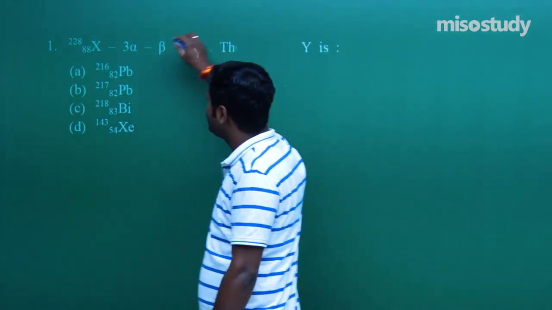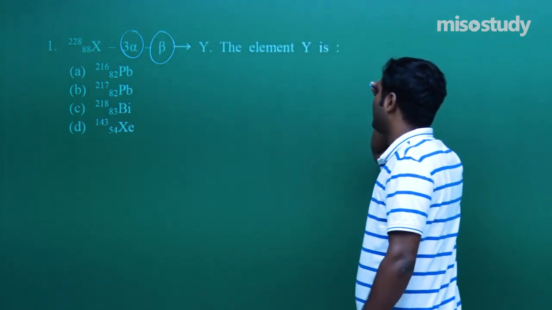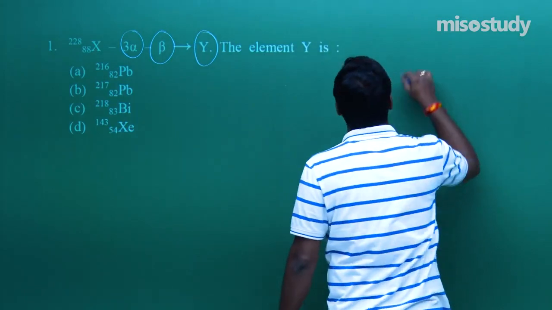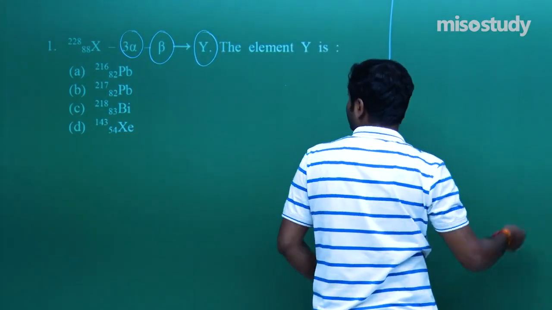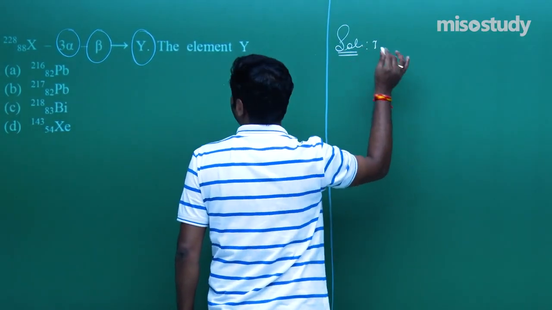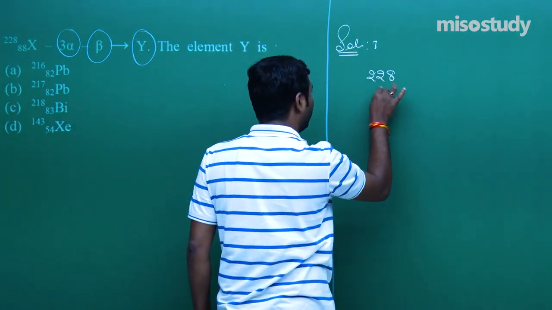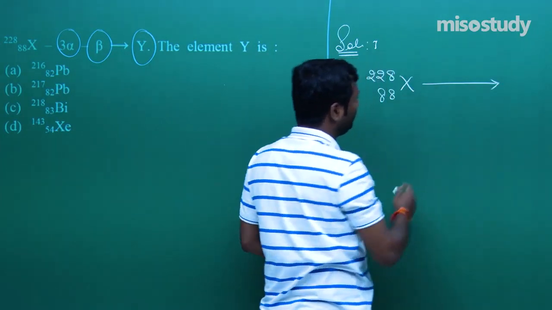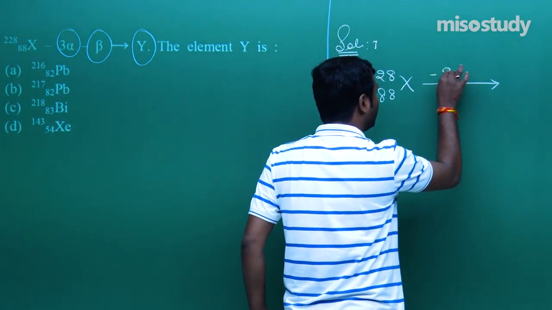In 228 88X, there is an emission of 3 alpha particles as well as a beta particle. Now tell me what is Y. Listen carefully to what I am telling: the parent element is 228, that is 88X. Then what will happen? In the first case there is an emission of 3 alpha particles.